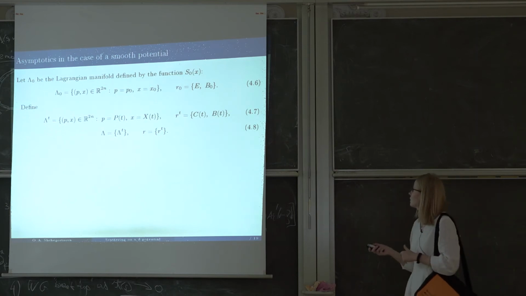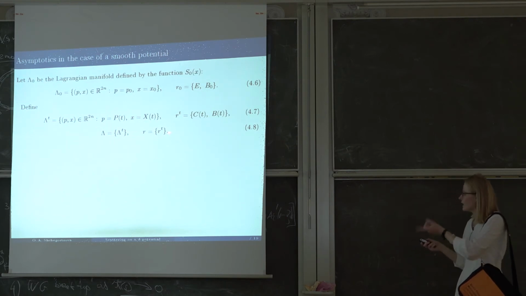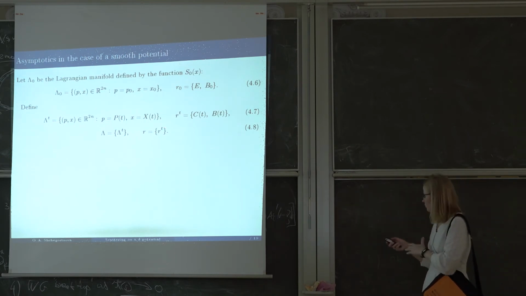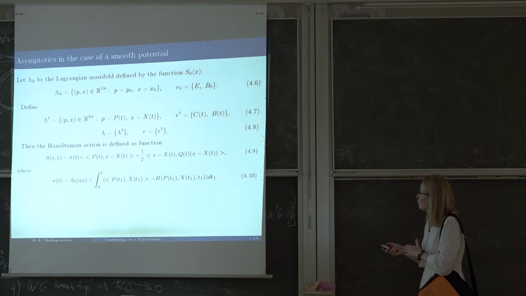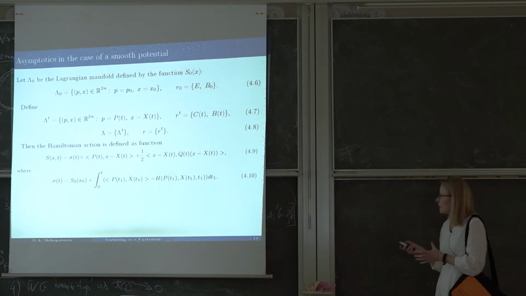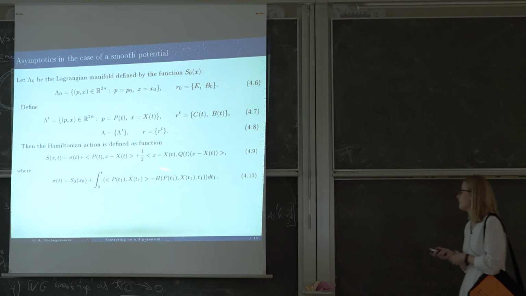So this is a shift. And we construct the family of Lagrangian manifolds and complex germs at different times. So then we can define the action on this Lagrangian manifold. It is defined by formula 4.9.